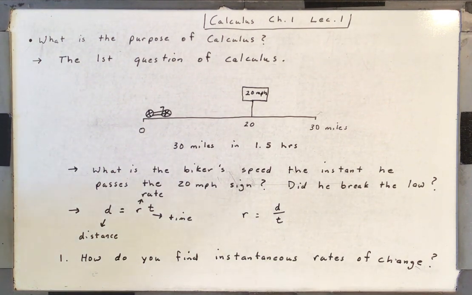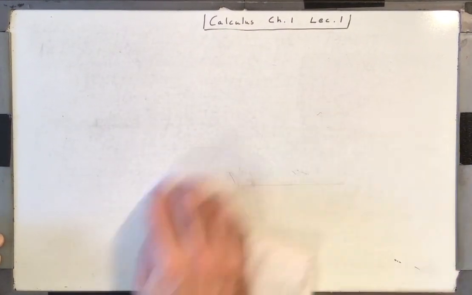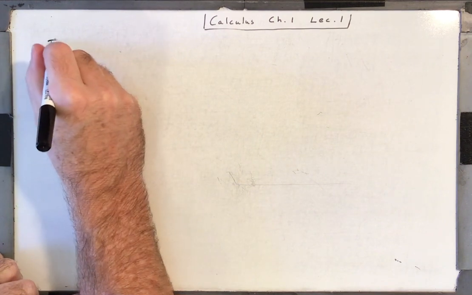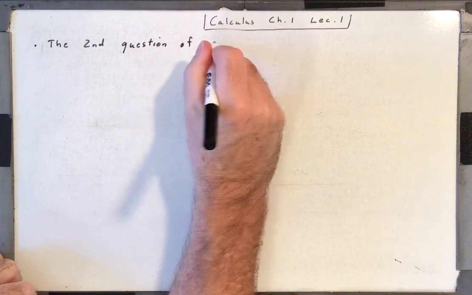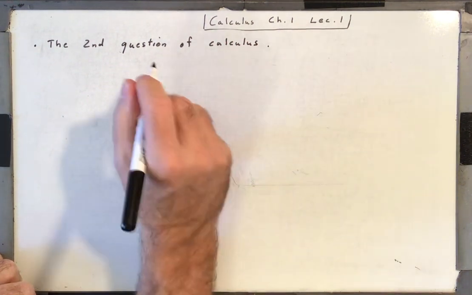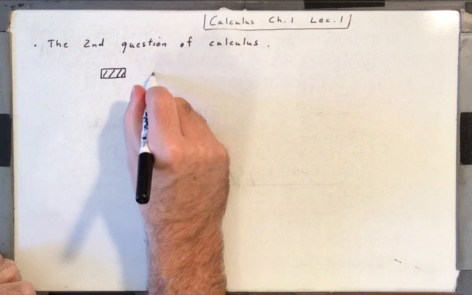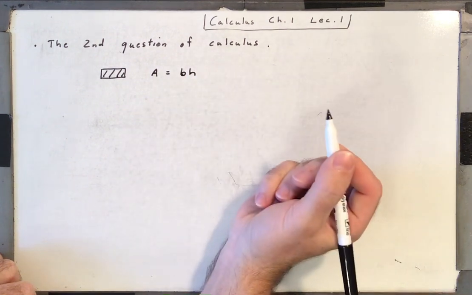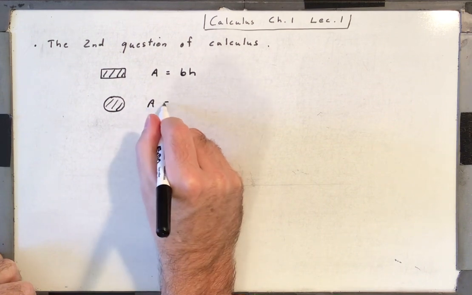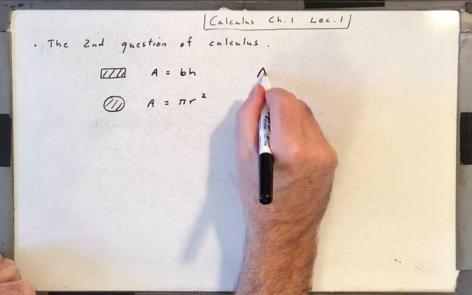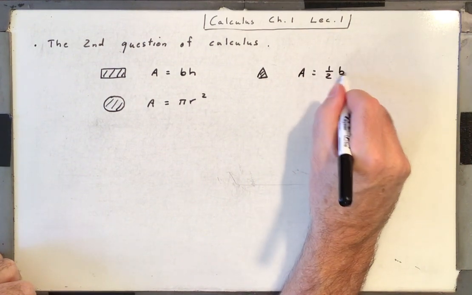All right, let's get into the second question of calculus. Okay, let's say we have a rectangle. You want to find the area of that. Well, we have a geometric equation, don't we? Area equals base times height. How about a circle? All right, we've got a geometric equation, pi r squared. A triangle. Right, do you remember what the area equation for a triangle is? It's 1/2 base times height.